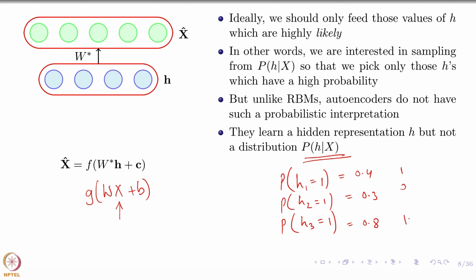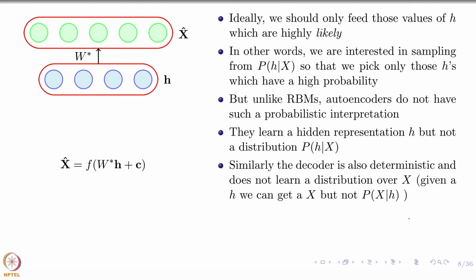So as opposed to autoencoders, RBMs were actually giving you a distribution over the hidden representations, whereas autoencoders give you one fixed hidden representation for any given input. Is that difference absolutely clear? Please raise your hands if it is clear. Okay, good.